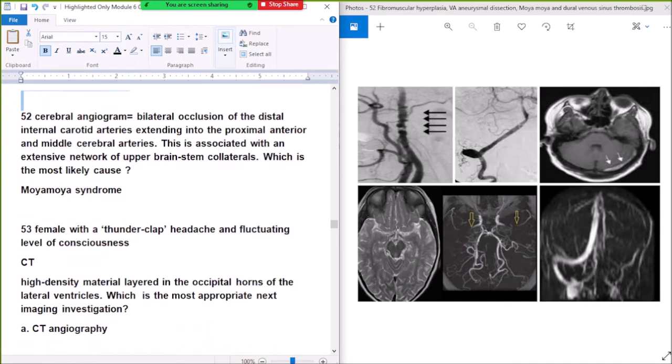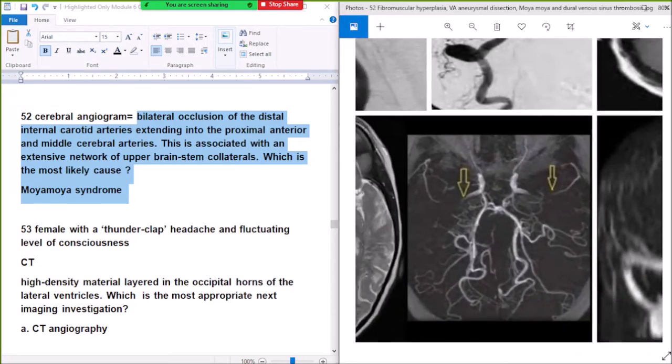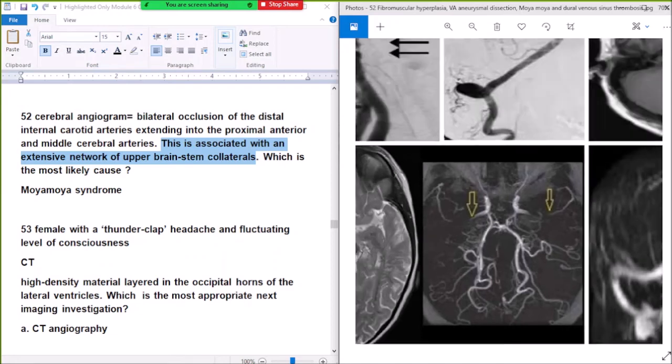52. Cerebral angiogram with bilateral occlusion of the distal internal carotid arteries extending to the proximal anterior and middle cerebral arteries. These are associated with an extensive network of upper brainstem collaterals, which is most likely seen in Moyamoya syndrome. Diagnosis: Moyamoya syndrome.